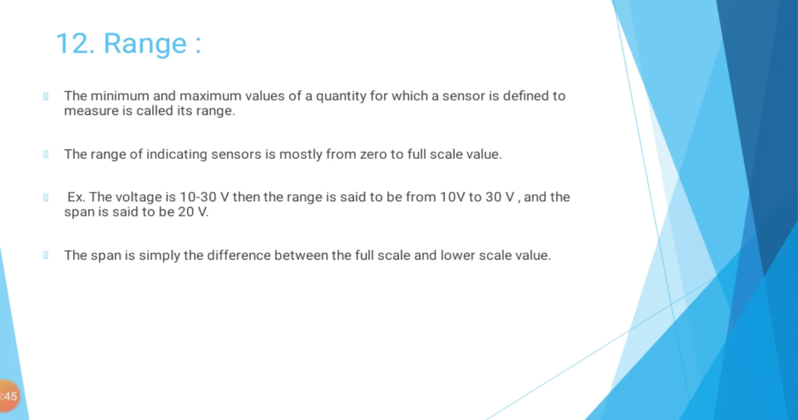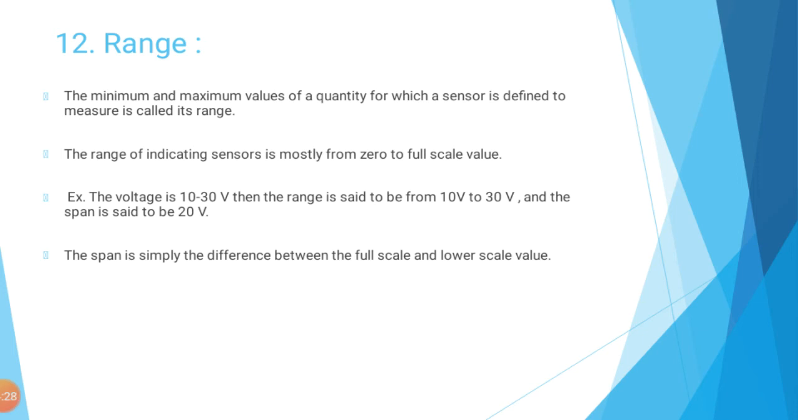Now the next characteristic is the range. The minimum and maximum value of a quantity for which a sensor is defined to measure is called its range. That means the sensor is constructed so that it measures the value in a particular minimum to maximum value range, and this is the range of that sensor. Suppose we consider the temperature sensor, and the temperature sensor is allowed to measure the temperature between a certain temperature range, that is some minimum and some maximum, so that this sensor operates properly.